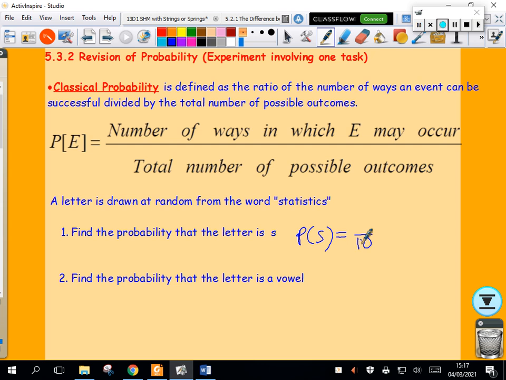What's the probability the letter is S? Well, there are 1, 2, 3 S's in here. So there's a 3 in 10 chance that when I choose a letter at random from the word statistics, that letter is S. What's the probability of a vowel?